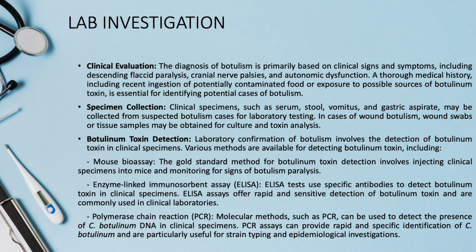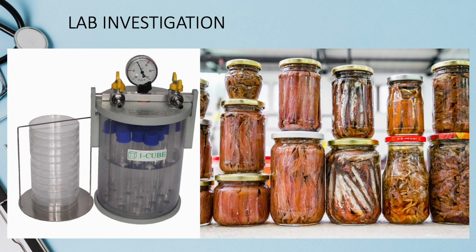Where can you get it from? First of all, homemade cans. Homemade cans, and mostly meat in the first place. Meat and fish in the first place, but basically meat. Mushrooms in the second place. Vegetables and fruits in the last place.